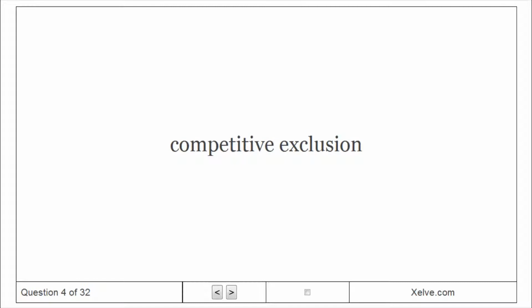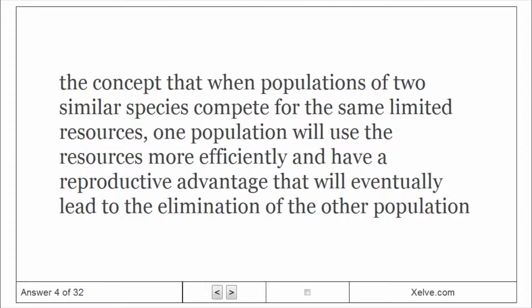Competitive exclusion. The concept that when populations of two similar species compete for the same limited resources, one population will use the resources more efficiently and have a reproductive advantage that will eventually lead to the elimination of the other population.